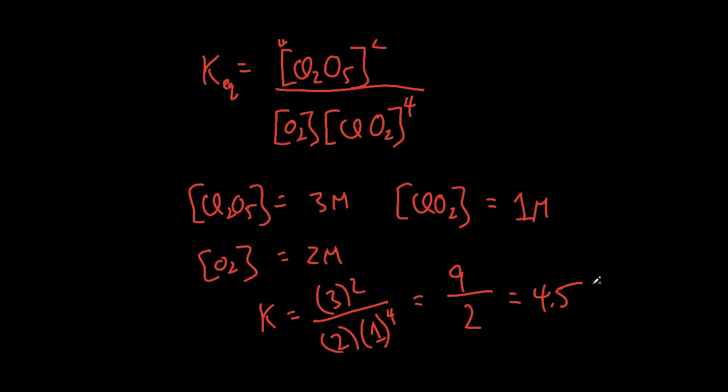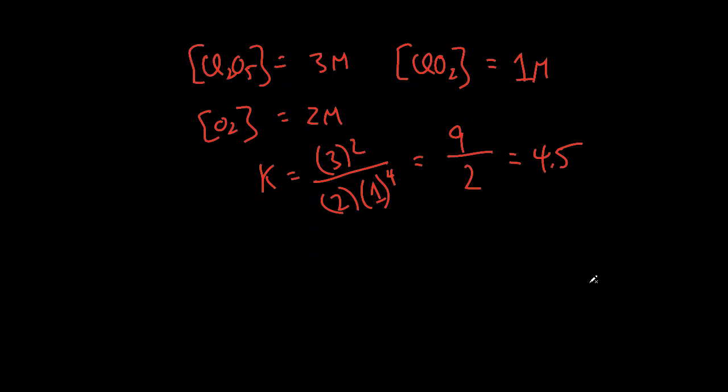So if your KEQ is 4.5, you know it's going to favor products, right? Because it's greater than 1. And so this reaction will probably take place. Okay. So K equals 4.5, which favors products.